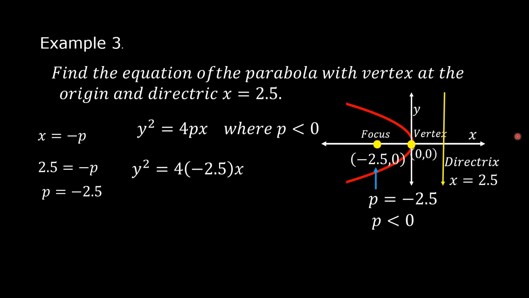Replacing p by negative 2.5, because p is equal to negative 2.5, we have y squared is equal to 4 times the negative 2.5 times x. Simplifying, we have y squared is equal to negative 10x. This is the equation of the parabola with the vertex at the origin and directrix x is equal to 2.5.